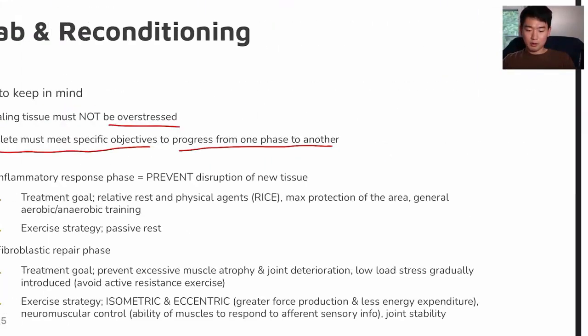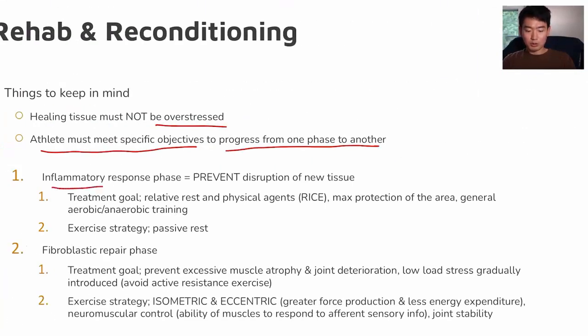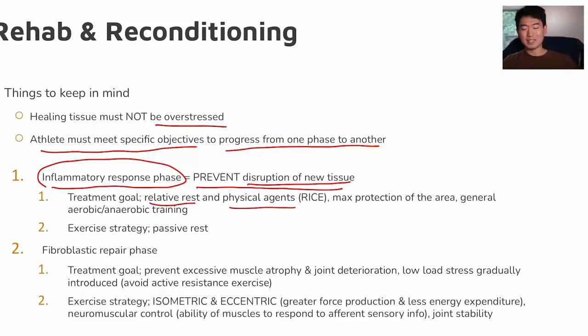So there are 3 steps that we just talked about, 3 phases. Inflammatory response phase. In this phase, you want to try to prevent disruption of new tissue, right? And so because it's still healing, you're concerned more about safety. So treatment goal here is relative rest, physical agents, icing it, compression, elevation, resting it. That's going to be important there.